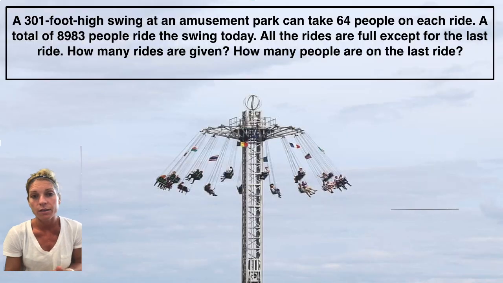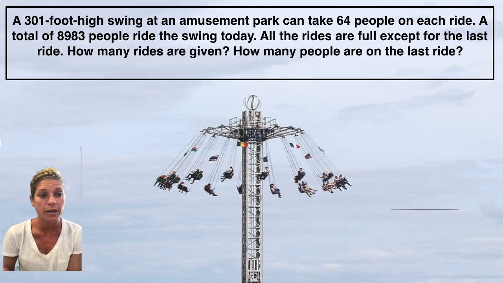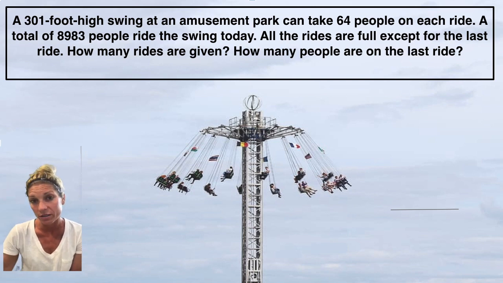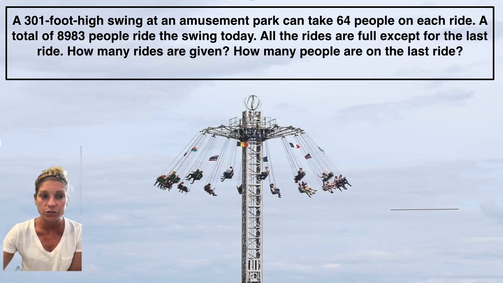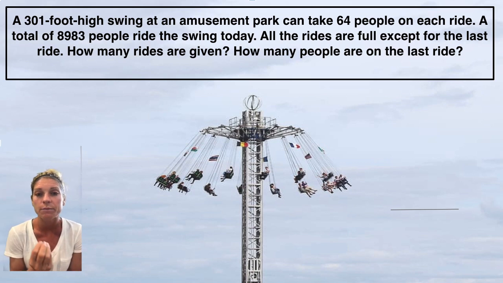All right. One of the last things we're going to look at with whole number operations is division. So if we have a 301 foot high swing at an amusement park, it can take up to 64 people on each ride. A total of 8,983 people will ride the swing today. How many rides are full? Which means that we need to figure out how many times 64 can go into 8,983. That will tell us the amount of full rides.